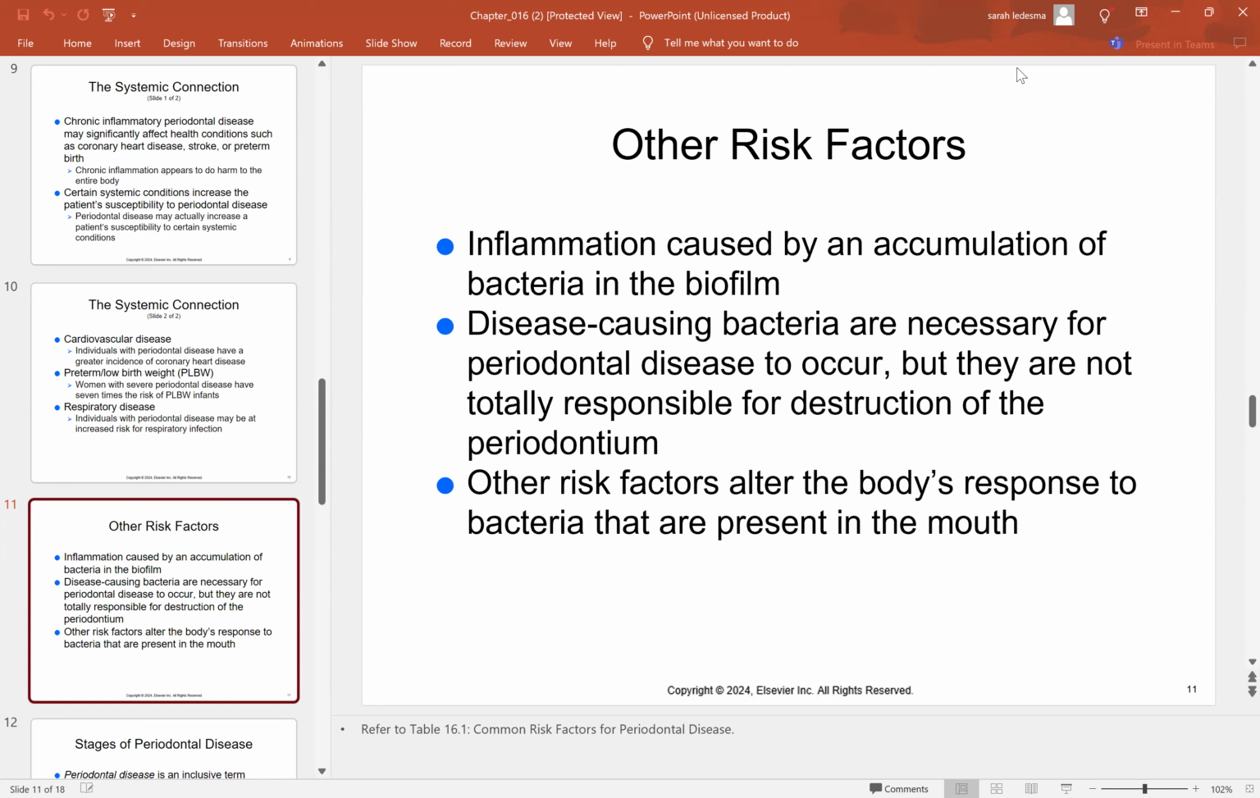Inflammation is caused by an accumulation of bacteria in the biofilm. Disease-causing bacteria are necessary for periodontal disease to occur, but they are not totally responsible for the destruction of the periodontium. Other risk factors alter the body's response to bacteria that are present in the mouth.